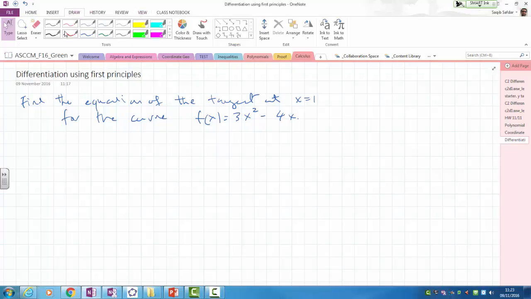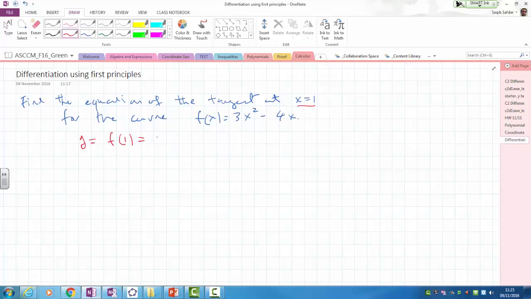There's quite a bit we'll get through hopefully today. So let's just do a quick recap as to the differentiation process and what we can do with it. We know f(x) equals 3x squared, take away 4x, when x equals 1. How do I work out the y coordinate? So y equals f of 1.